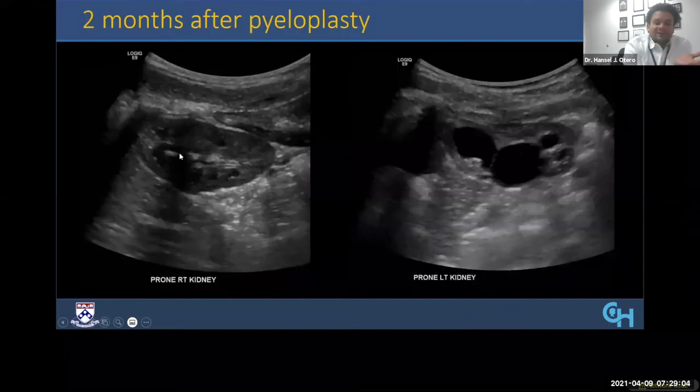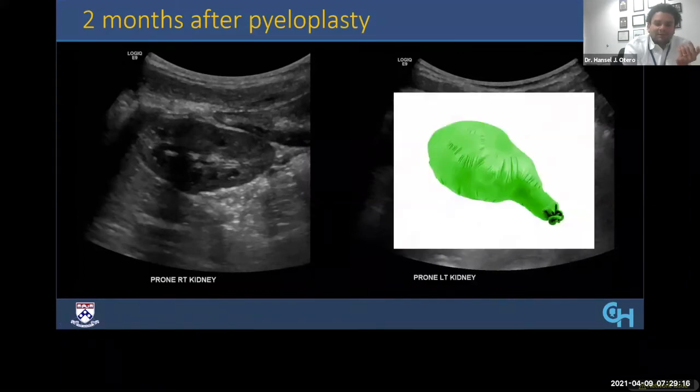This is the same patient after pyeloplasty, and I want you to see that there is no complete resolution of the calyceal dilatation. Why? Because it's a little bit like a balloon. Once you inflate a balloon, when you deflate it, it doesn't go back to completely normal. It goes to this kind of capacious shape.